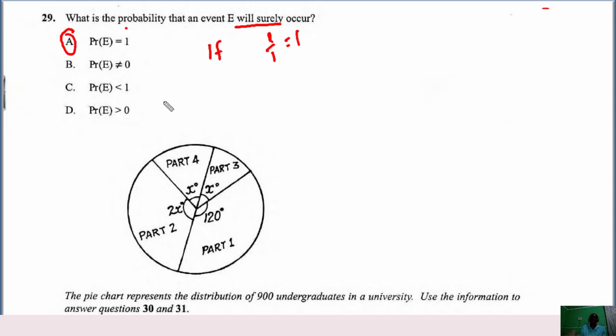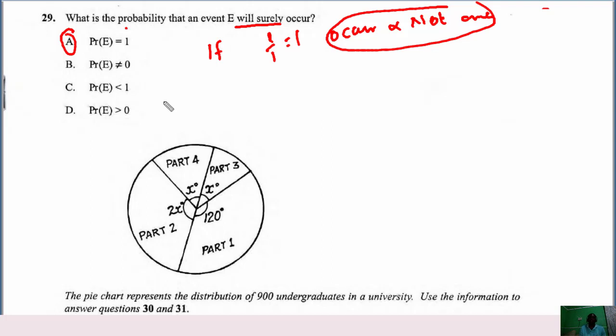So let's say we have event occur and not occur. If all these two will happen, then it is a full. So when we have any event which will surely come through, then we assume it's 100% chance, or it's having a fraction of 1 whole. The probability will surely be 1.